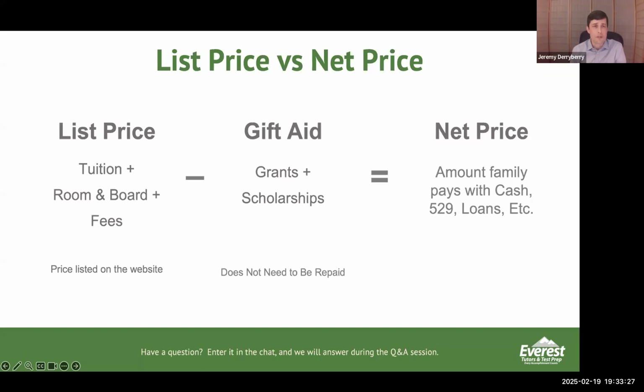So as you're looking through colleges and you're looking at the list price, don't let that be a determining factor for you. You need to understand what is actually going to be the price that your individual child is going to pay when they are attending. So how do we get to the net price? That's really what we're looking to discuss here tonight initially.